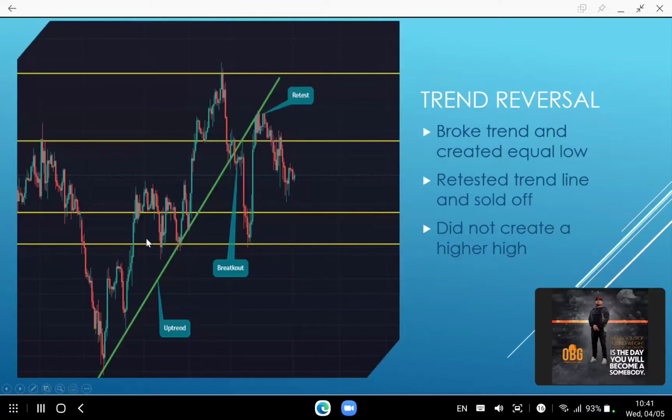That would be an indication to me that price may start reversing. And what did it do? It came up, did not make a higher high than this one, and it retested my trend line. So I could have taken it here for a sell. I could have taken it here for a sell. You guys see that? See how those reversals can work, even though it broke your trend line, you can still take it for a trade.